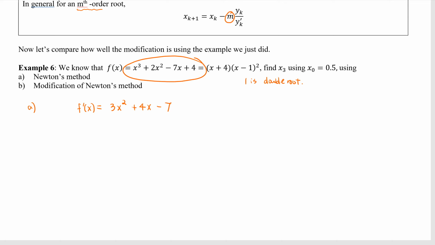We're taking the derivative of this formula. We don't want to use this formula because we don't want to do the product rule. We just want to do the power rule, so we use the left formula. And then we get the iterative formula. That's xk minus yk over yk prime. What is yk? Whenever we see x in the formula of f, we replace it by xk.